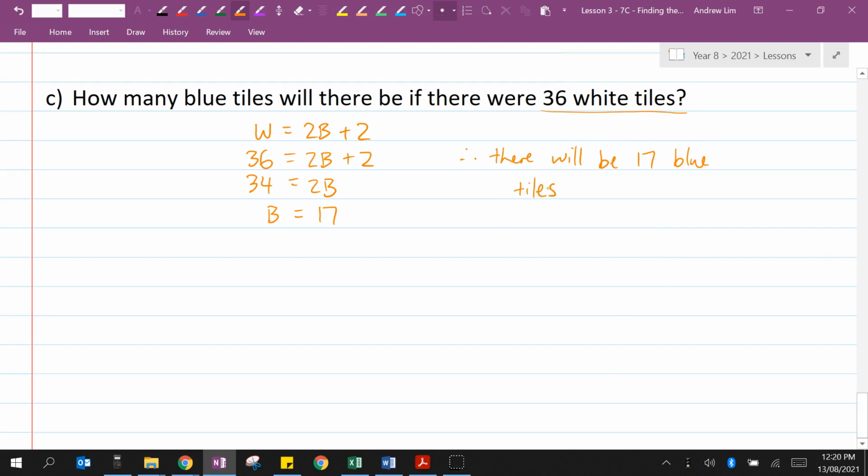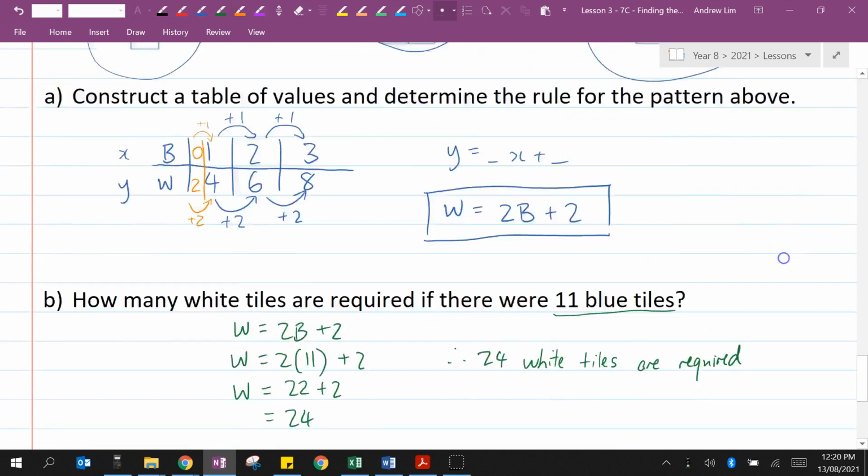Alright, so that's it for this lesson. You should now know how to find the rule from a table of values, from a graph, and from a pictorial diagram or pattern.